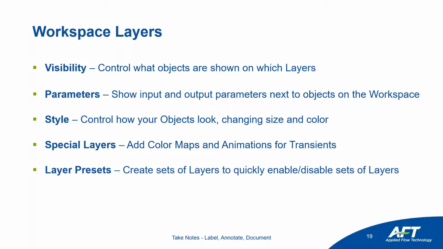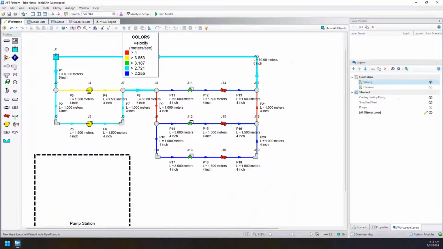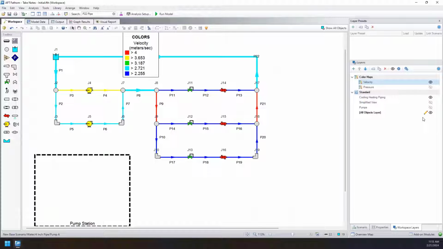The last two are, again, pretty brief. The first is layer presets. So imagine as we build up more and more of these layers, because they kind of play off of one another, you might have a set of layers that you want to enable. So maybe I don't want my simplified view, and I don't want my all objects layer, and I only want to show this cooling, heating, and piping.